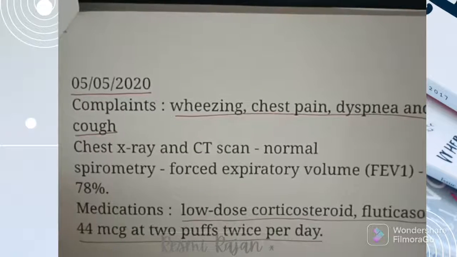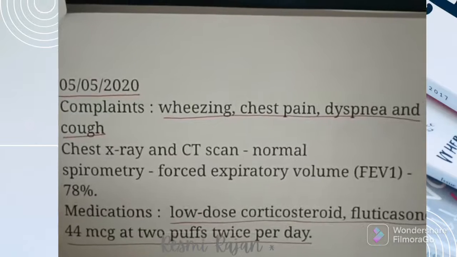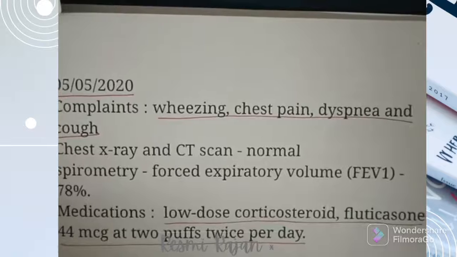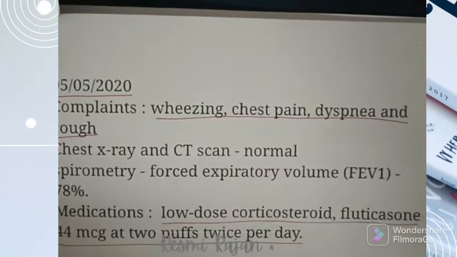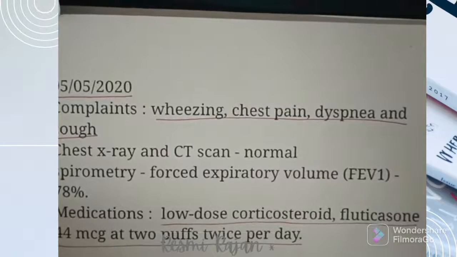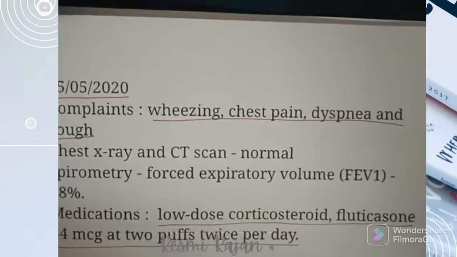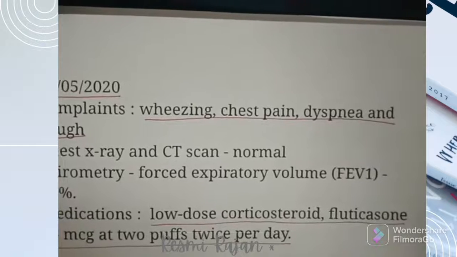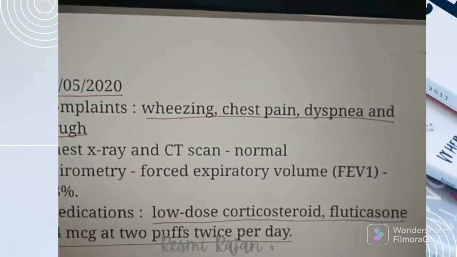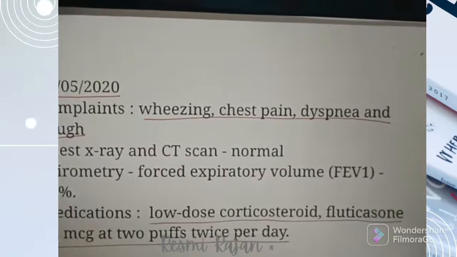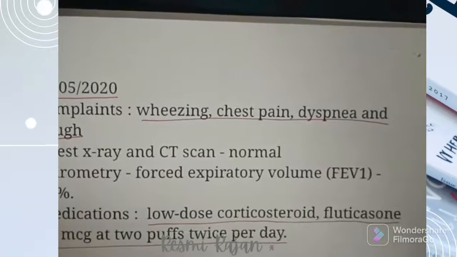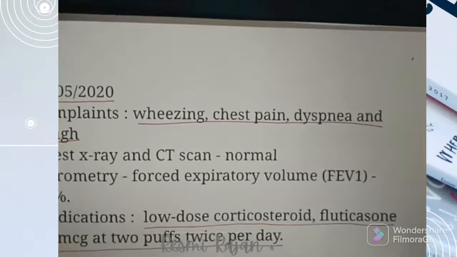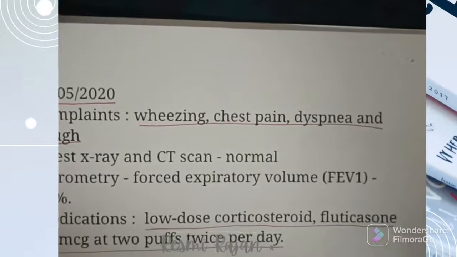The presentation starts on 5/5/2020. Complaints are wheezing, chest pain, dyspnea, and cough. Chest X-ray and CT scan normal. Whatever is written as normal, actually for us there is no need; that is irrelevant data. So we need the presenting complaints and the date when it started. Spirometry also there is no need to write. Medications we have to write: he was prescribed a low dose corticosteroid, fluticasone, 44 mcg at 2 puffs twice per day. That is important.